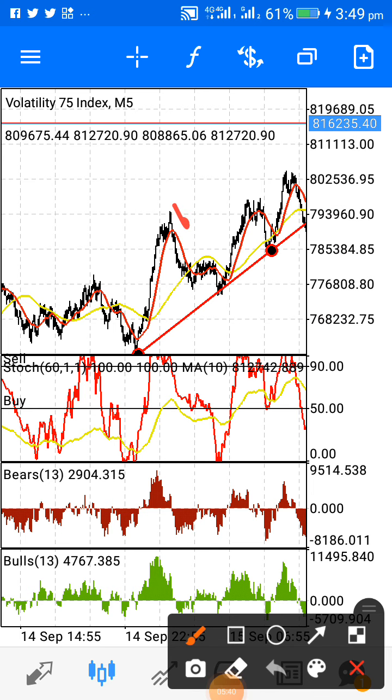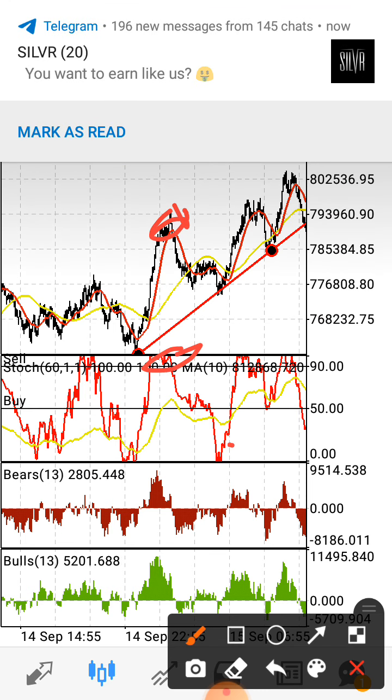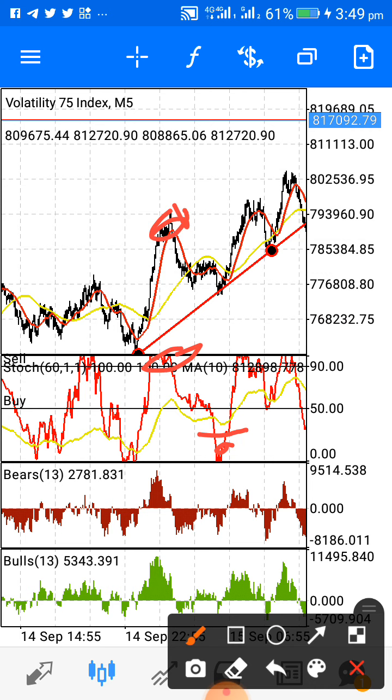This is where we bought. Sorry, this is where we sold. This is where we got a signal. It came down to this zone. Once you see it approach this zone, you can book your profits. You can close or set your take profit around here, because this is our trend line. The idea is once it hits our trend line, it will bounce back again. So that is how you use them.